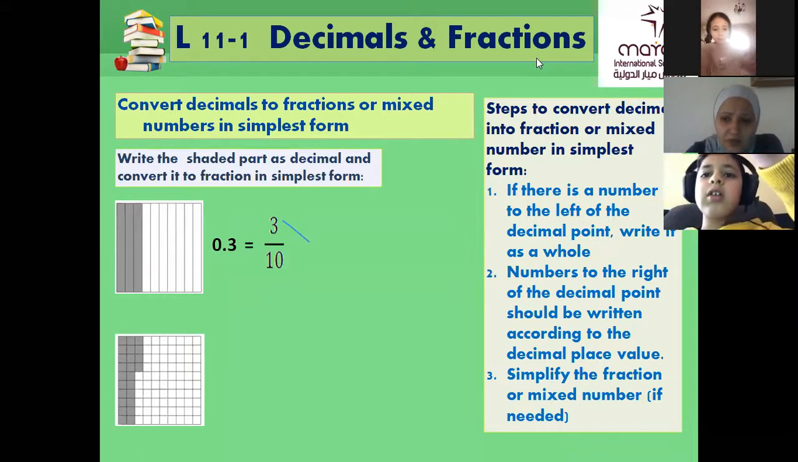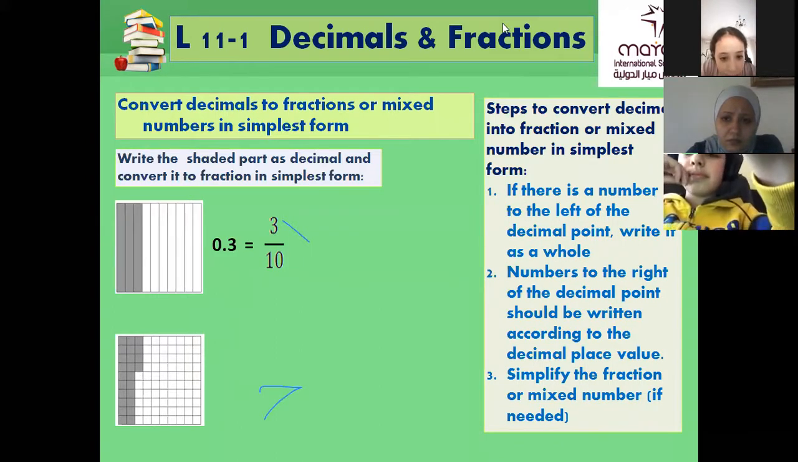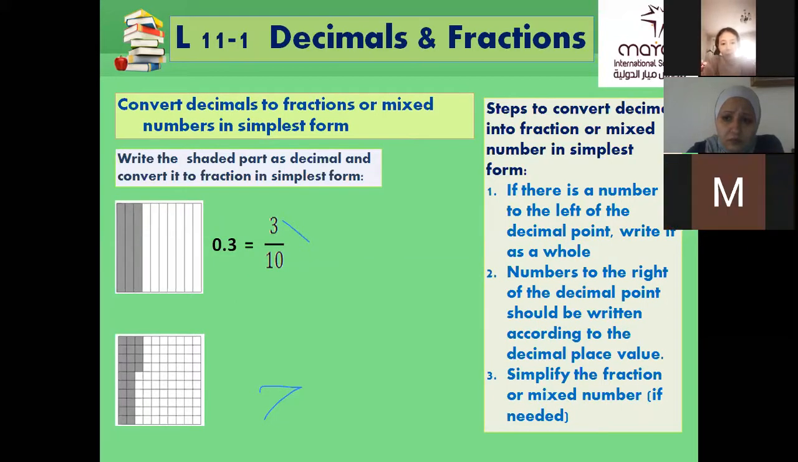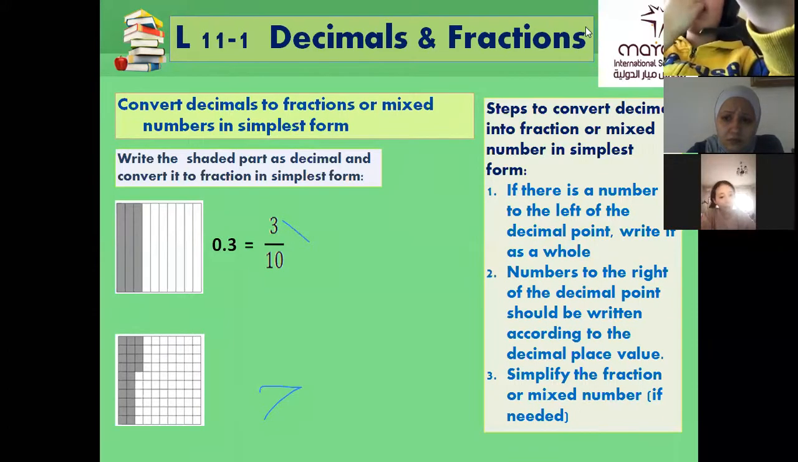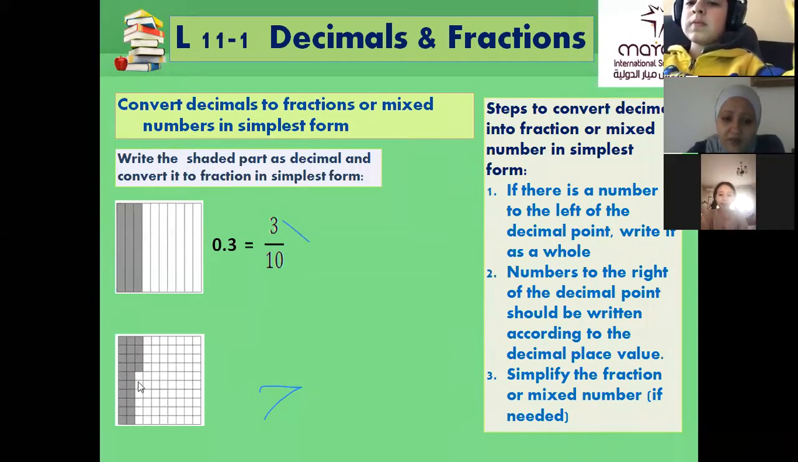Yes. Oh, yes. 23. No. 24. 24. Teacher, what should I do with the 2? Tell me how to write it as a decimal. As a decimal? Yes. 0.24. Okay, so we read it. We write it as a fraction. How? 24 out of 100.